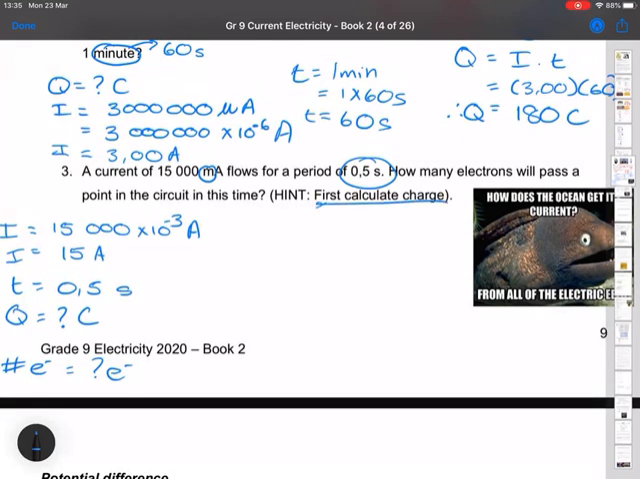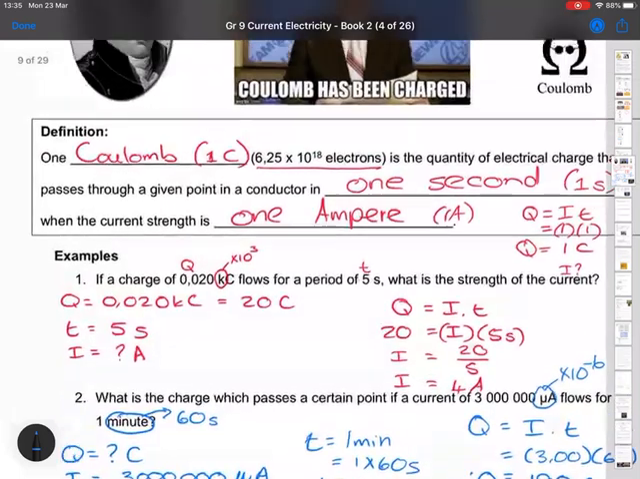Okay, so first we're going to go Q is equal to IT. The hint says first calculate the charge. So the charge is equal to current times time. Current is 15, time is 0.5. 15 times 0.5 is going to be 7.5 coulombs. Okay, so we've got 7.5 coulombs of charge.